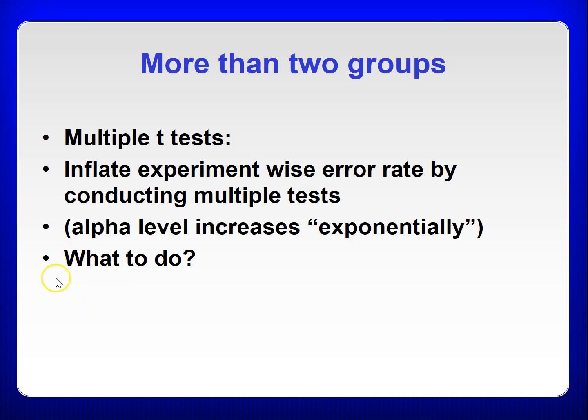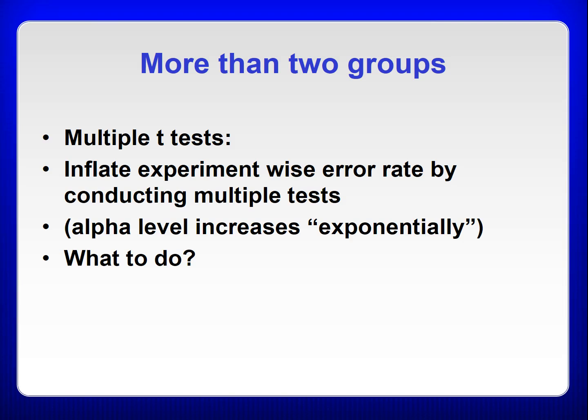For example, in the example of 40%, 60%, 80% intensity program, why not do a t-test between 40% and 60%, a second t-test between 40% and 80%, and a third t-test between 60% and 80%? The reason is that this would violate an assumption concerning the established alpha level of 0.05. In other words, we inflate the experiment-wise error rate by conducting multiple tests. The alpha level increases exponentially. Thus we may increase the chances of making a type I error.